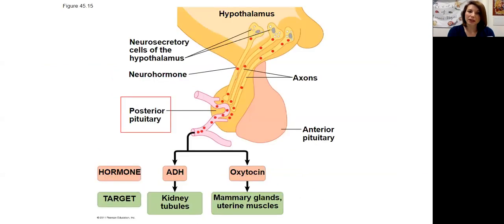So starting by looking at our posterior pituitary here. The posterior pituitary is only responsible for two hormones: ADH, which is antidiuretic hormone, and oxytocin. So we're going to talk about both of those.